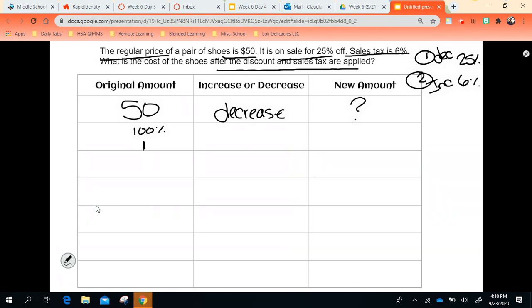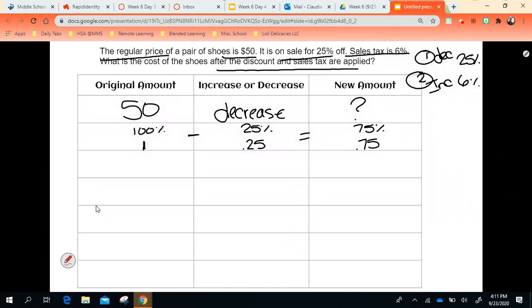Because it's a decrease, we're going to subtract. It's a decrease of 25%. And as a decimal, it is 0.25. We're going to go ahead and subtract across. So 100% minus 25% is 75%, which is 0.75.